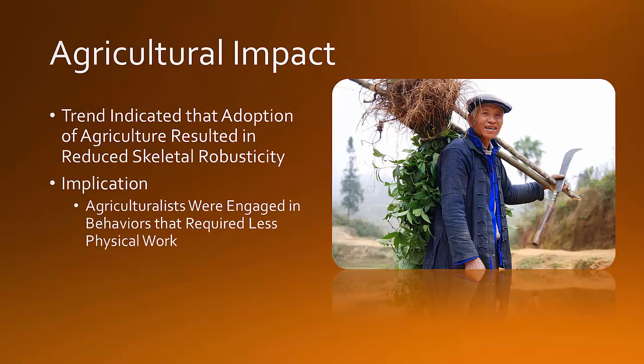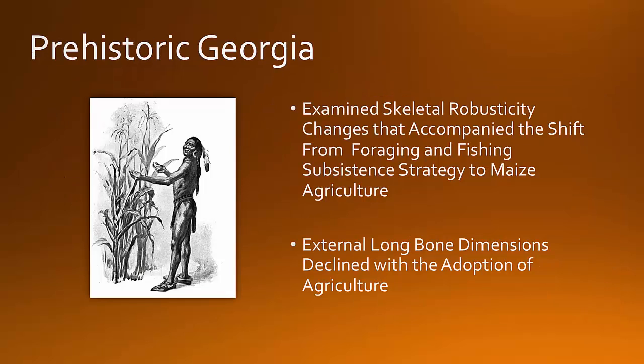Now, if we look at the agricultural impact, the observed gracilization trend indicates that with the adoption of agriculture, populations experience a decrease in skeletal robusticity. The implication is that agriculturists were engaged in more sedentary behaviors that involved less physical work than was required under a foraging lifestyle.